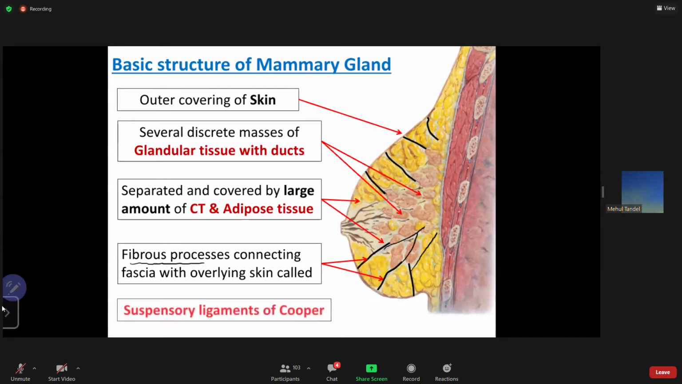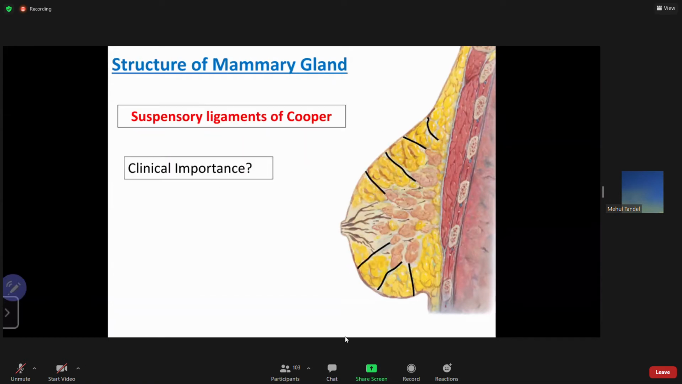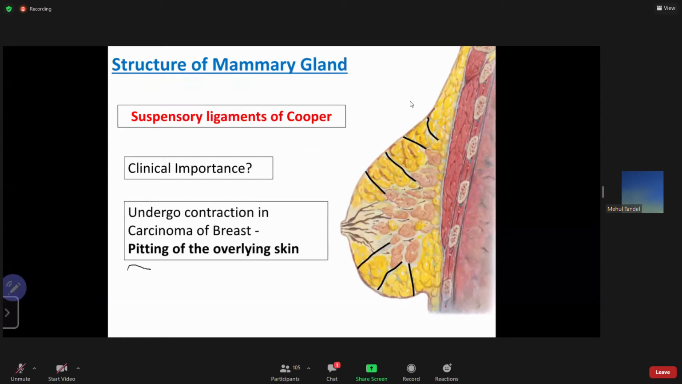Right. It is known as the suspensory ligament of Cooper. Cooper is the name of the scientist who discovered it. Now, what is the clinical importance of this ligament? These ligaments undergo contraction during carcinoma of the mammary gland, which leads to pitting of the overlying skin.